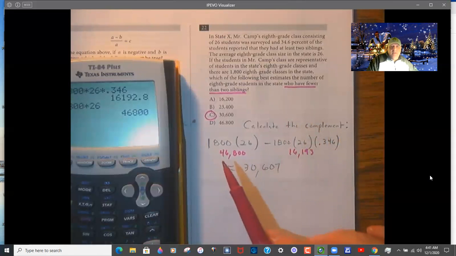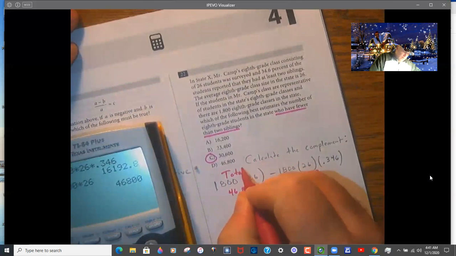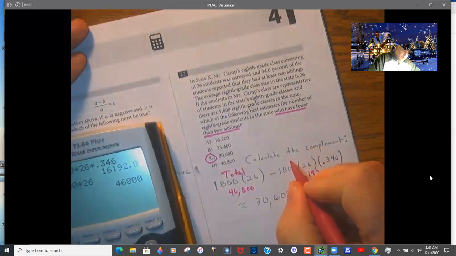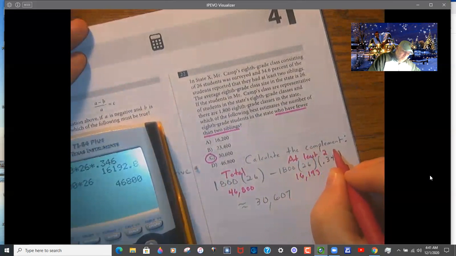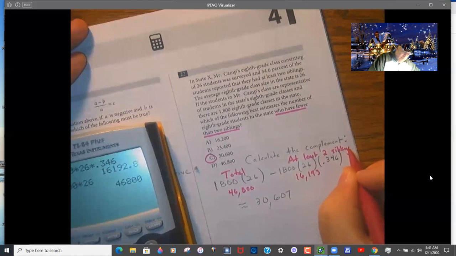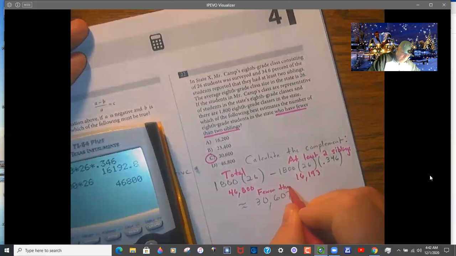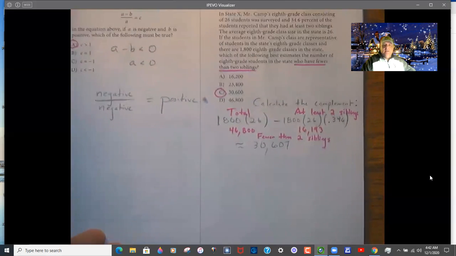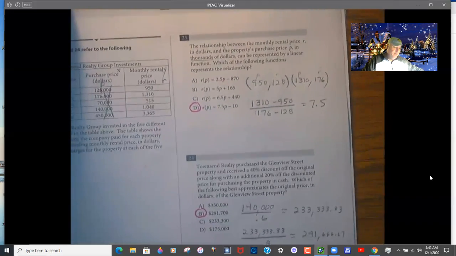And then you sum all those up, that gives you the total. So this represented the total here. This was at least 2 siblings. And this was fewer than 2. All right, so the idea of complements in probability, or I guess counting would be the better way to talk about that.